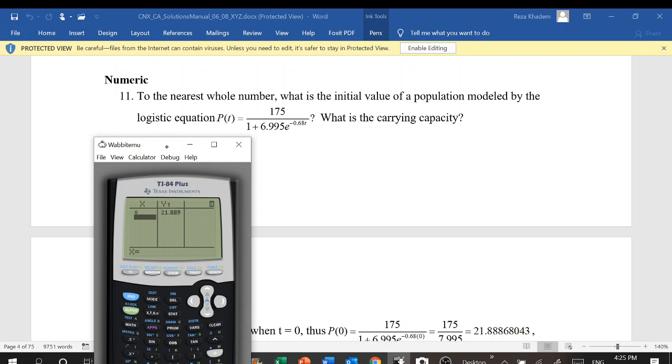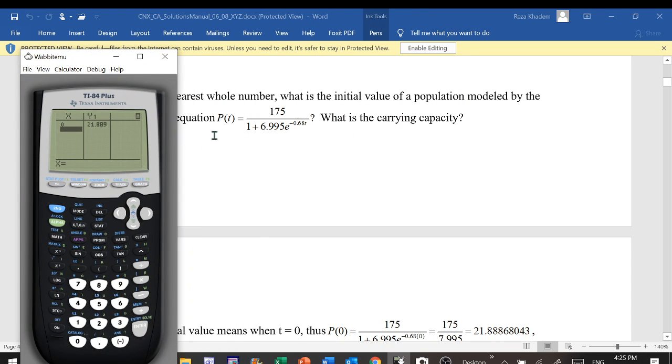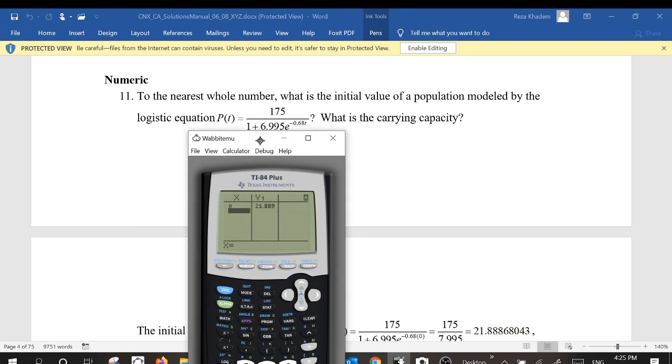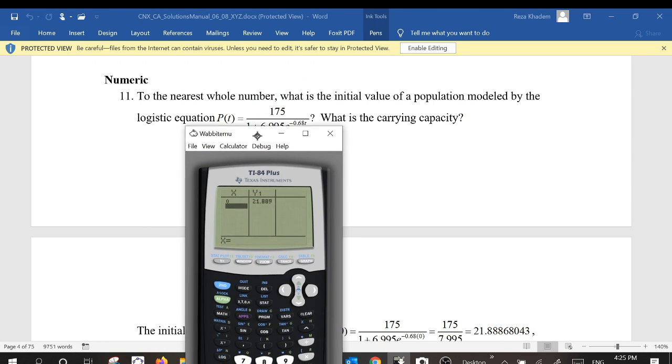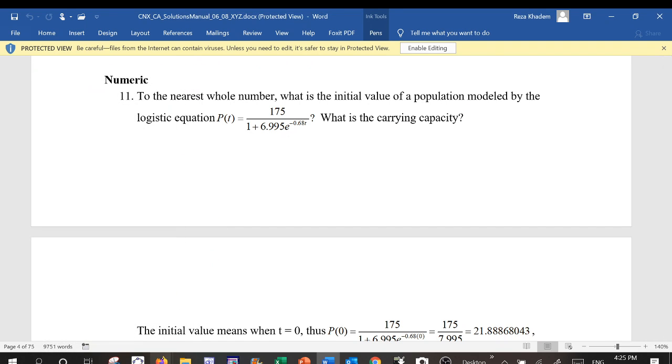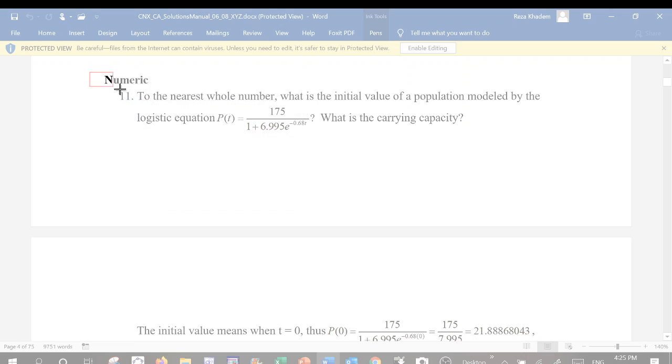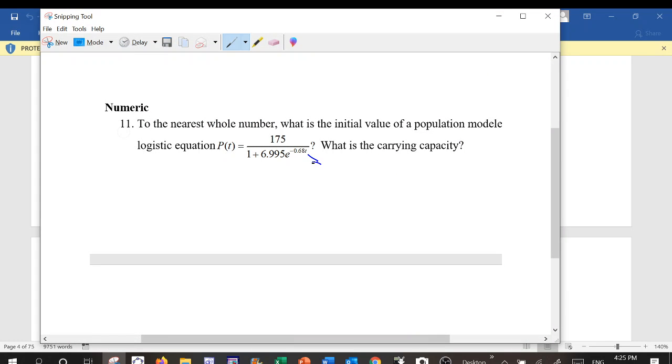What is the carrying capacity? That's the carrying capacity right there. What's the initial? That's the initial one. So the initial value is 21.88. Now the carrying capacity is basically when x, or t, goes to infinity, right? When t goes to infinity, this part right here goes to 0. Why? Because e to negative infinity is really 1 over e to infinity, which is 0. And if this is 0, this is 175 over 1. So 175 is the carrying capacity for this equation.